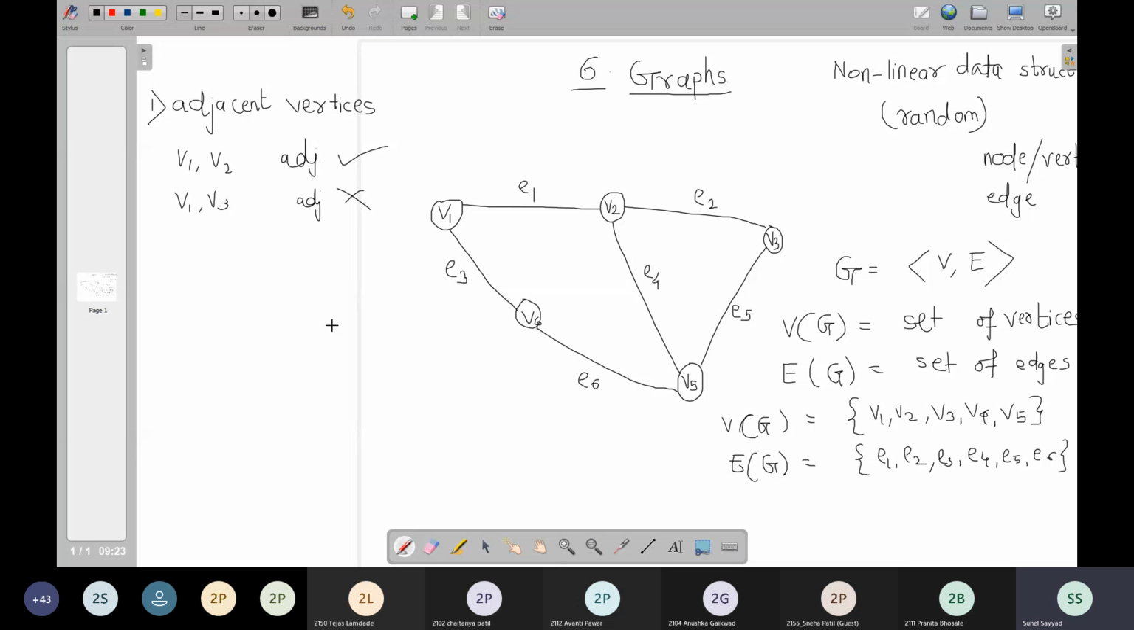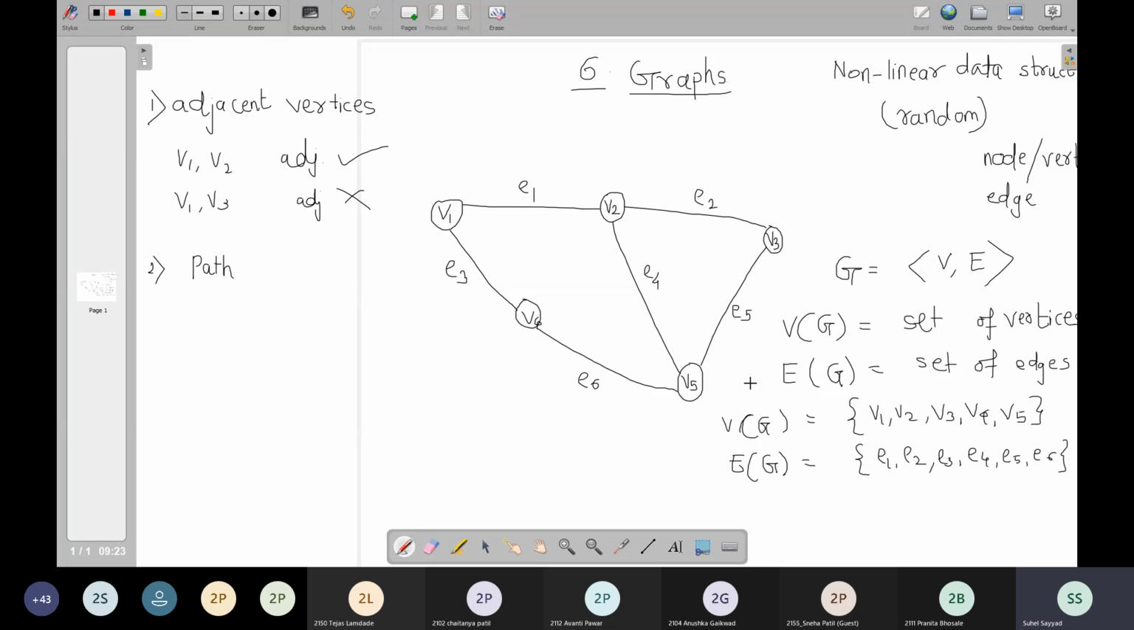Is it clear? Adjacent vertices. The second definition that we'll discuss is path. What is a path in a graph? A path is a sequence of vertices which are adjacent to each other, from a given source vertex to a destination vertex. Suppose I tell you that I want to go from V1 to V5. So a path is a sequence of vertices.